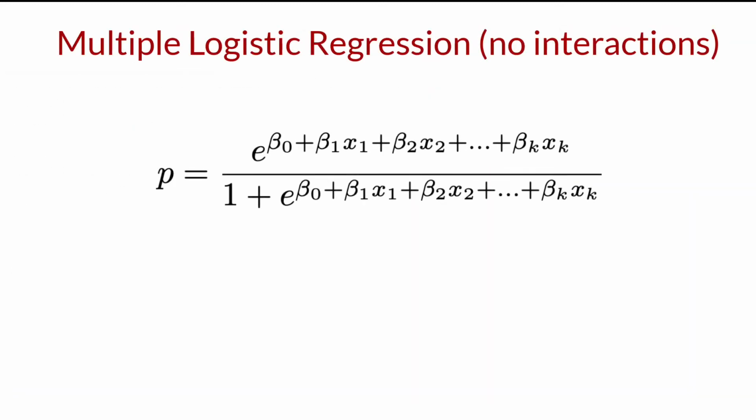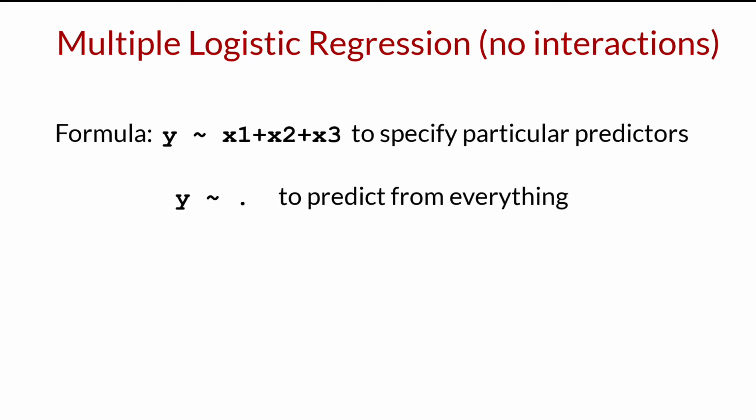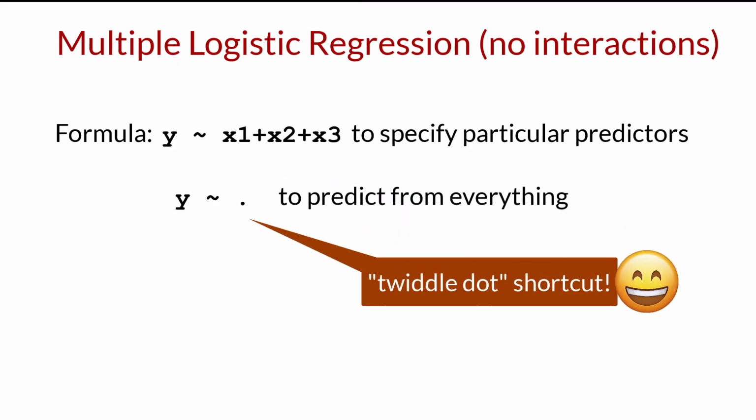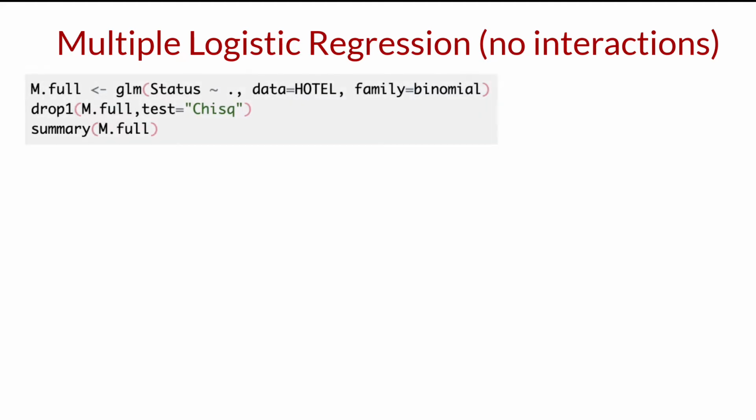All right, so let's add more than one predictor into the model, and we'll do this in the same way that we did with multiple linear regression. Let's not consider interactions just yet, so we can simply twiddle dot our formula to use all the predictors that we have access to. So if we wanted to use a subset, we could just use the column name, separate them by plus signs, but let's just twiddle dot it and predict the status of the reservation from all the predictors in the data. Now, my favorite thing to do is first to check the results of drop one.